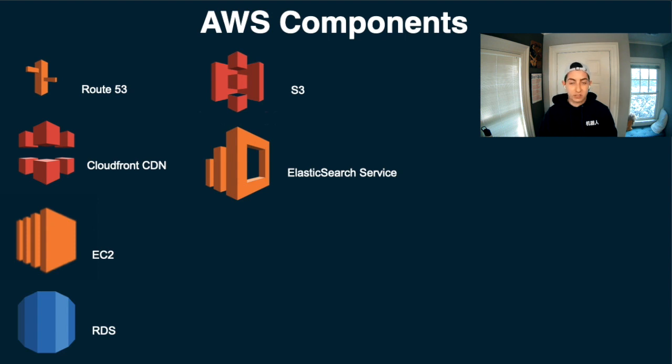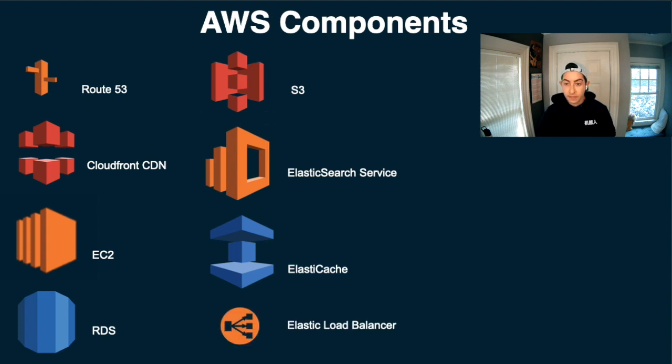The Elasticsearch service is AWS's interface for Elasticsearch, which is again what we'd use to search our properties. ElastiCache is kind of the Redis equivalent in AWS land. So this would be our caching layer for that bookings component at the bottom. And finally, Elastic load balancers, which are just the load balancers that you can use in the AWS ecosystem.